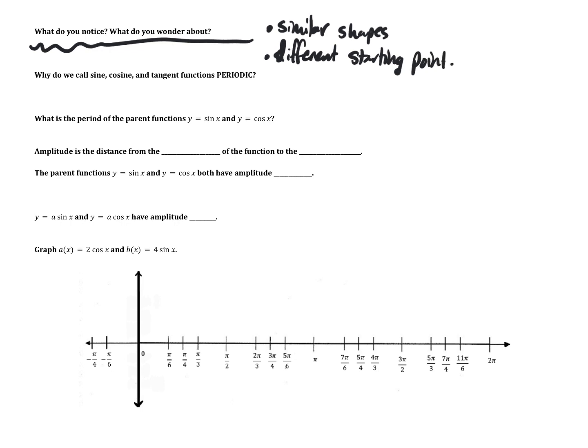Okay, so sine starts at 0 and goes like this, so this is sine of x, and then this is cosine of x. Okay, so we call sine, cosine, and tangent functions periodic because they repeat.